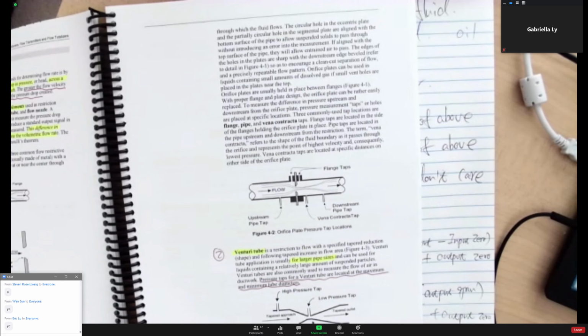And I think there's a lot on the Vortex Flowmeter. For the Vortex Flowmeter, how they figure out the flow rate is by measuring what? Anyone? Yes? Yeah, the frequency, right? The frequency of the vortices produced by the vortex generator.